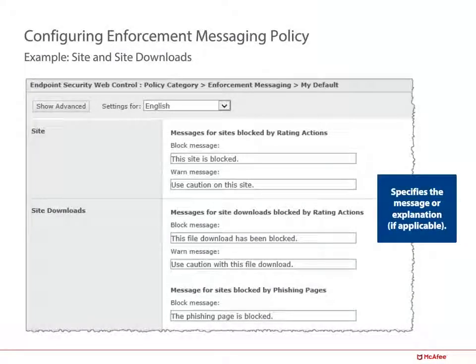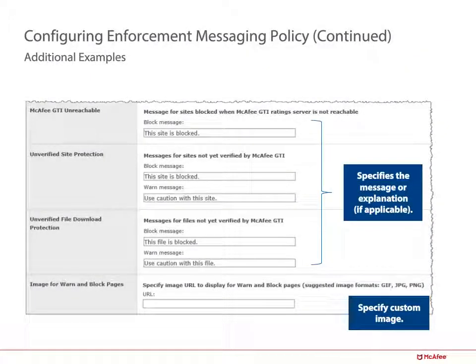In this screen, you'll see an example of what you could do for the site and the site downloads in your messaging blocking. Any other messages and explanation options will have a similar configuration. You can click Show Advanced to see any of the additional options. Additional examples are shown in this screen, so you can see where I can specify all the different messages and explanations if I want to. Otherwise, you can go with the default that we have in this policy. And at the bottom, you can specify your custom image that you want to display when it warns or blocks the pages.